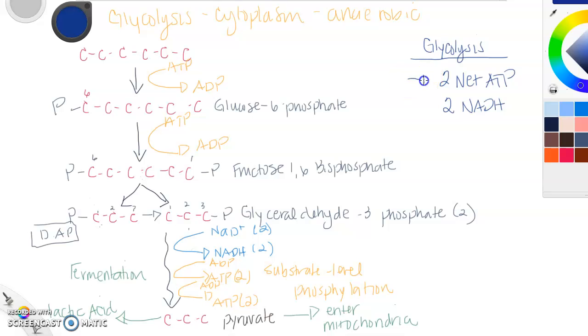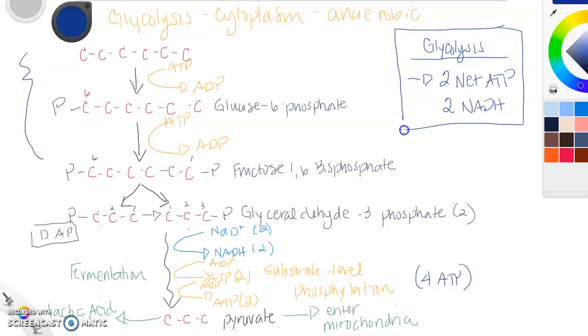Now, this number, 2 net ATP, don't forget we do make 4 ATP here, but we use 2 up here in the beginning of glycolysis. There was a phase, this phase here, which consumes energy, and we had to use ATP to get those phosphate groups to continue it along. So the net products out of glycolysis are 2 net ATP and 2 NADH, and also 2 pyruvate.